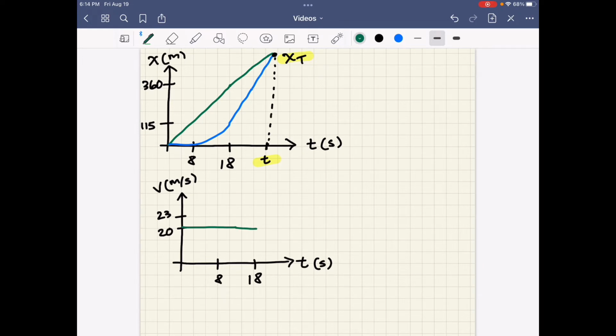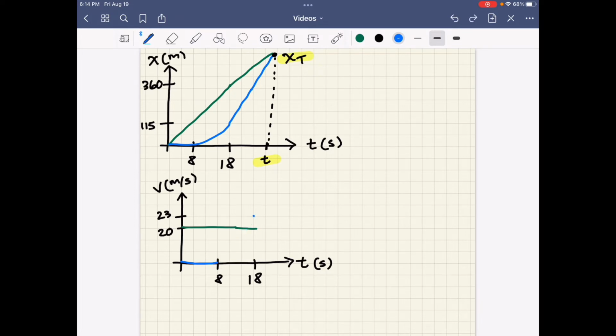Now, the police at first, for the first 8 seconds, was not moving, so he's at 0. And then he gets to 23 at the 18-second mark, so 10 seconds later. So he'll be at this point. Right now, this is constant uniform acceleration. Therefore, it goes like that.